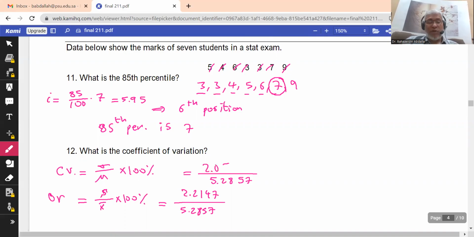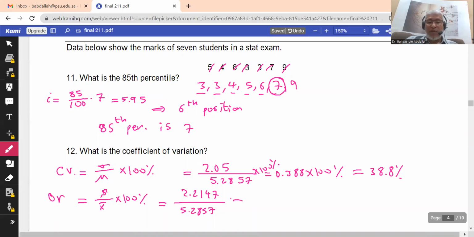If you use shift stat number 4 variance, and then you choose 3, which is the population, this will give you 2.05. Now if you divide this sigma, 2.05, by 5.2857, this will give you 0.388. Of course, do not forget times 100%. So it would be 38.8%, if you approximate to 1 decimal.